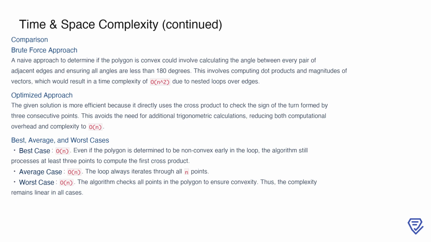Regardless of the input, the best, average, and worst-case scenarios all result in O(n) time. Even if non-convexity is detected early, the algorithm processes at least 3 points to compute the first cross product, ensuring a linear complexity in all cases.